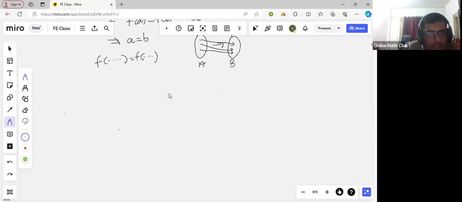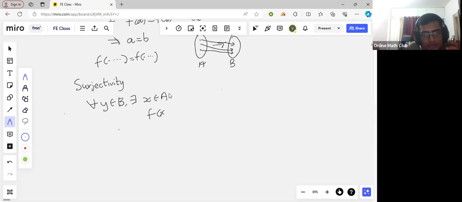The next thing we have is surjectivity, which is that for every y in the codomain, the right hand side, there exists some x in A so that f of x equal to y. So if you have a function from A to B, then for every number over here, we can find some number over here so that it maps to this. This is what it is.